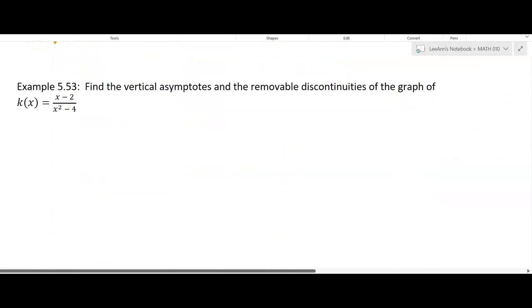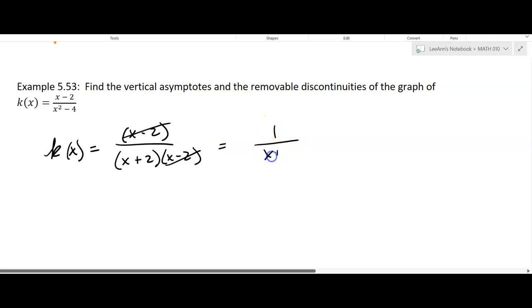Okay, so this says find the vertical asymptotes and removable discontinuities of the graph, and it gives us this function. So what we're going to do is factor. The numerator is just x minus 2, but the denominator is the difference of squares, x plus 2 times x minus 2. And so you can see the x minus 2's cancel. And so you have 1 over x plus 2, which you could graph. That would be your reciprocal function, shifted left 2. But they didn't ask us to graph it or anything.